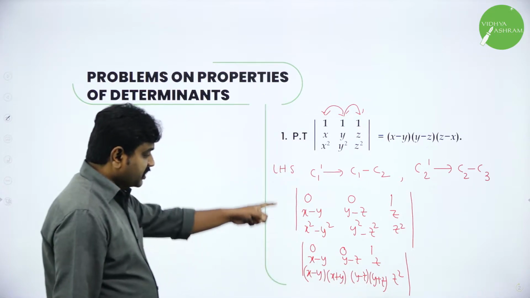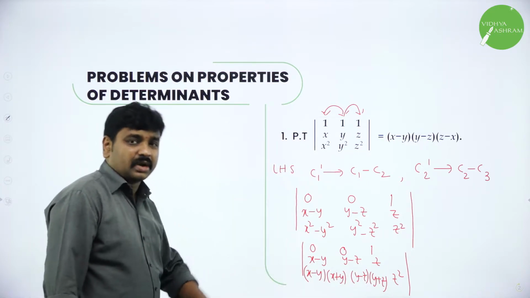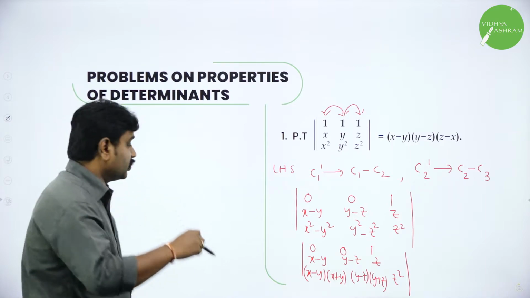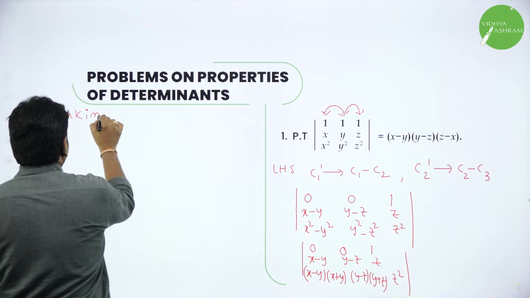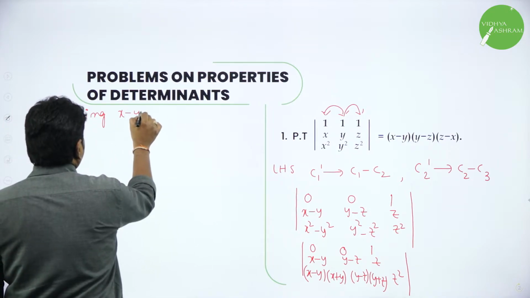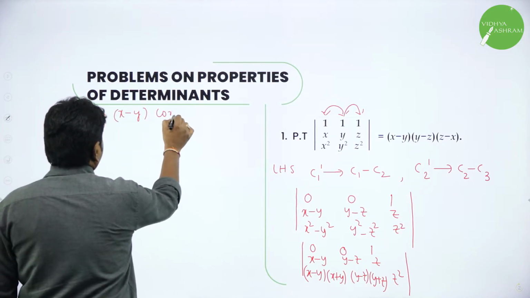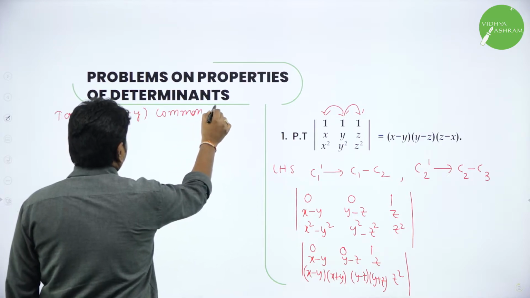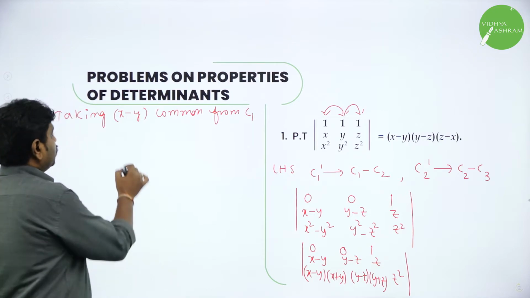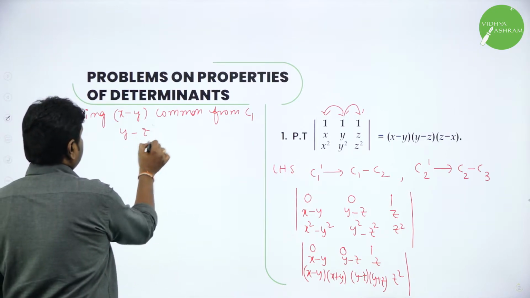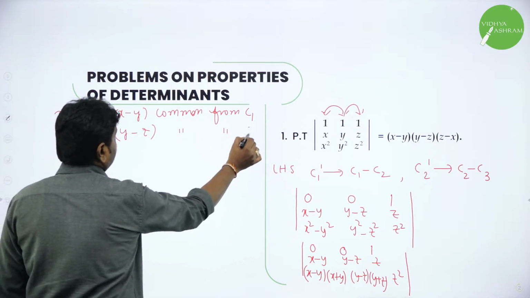Now if you observe, in the first column we have x minus y common. If any element is common, you can take it out. So now we will take x minus y common from the first column. From which column will we take x minus y common? Column 1. Similarly, we can take y minus z common from the second column.